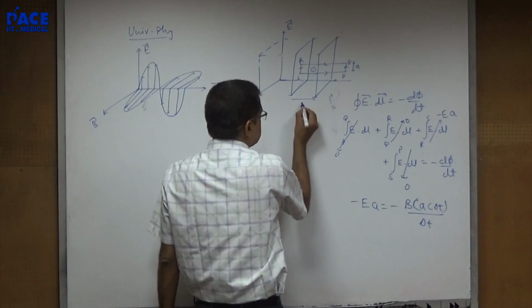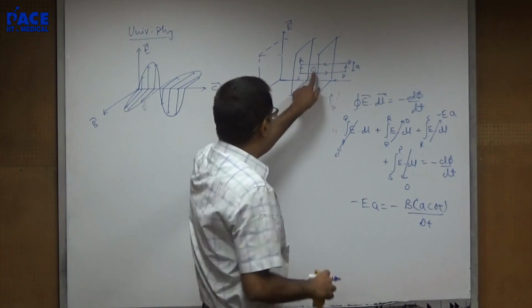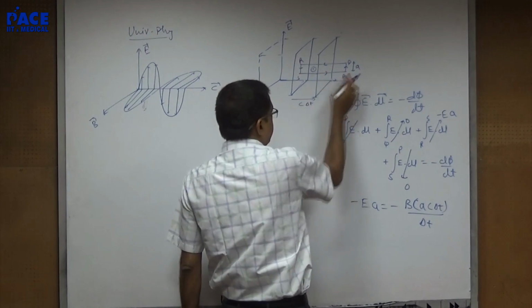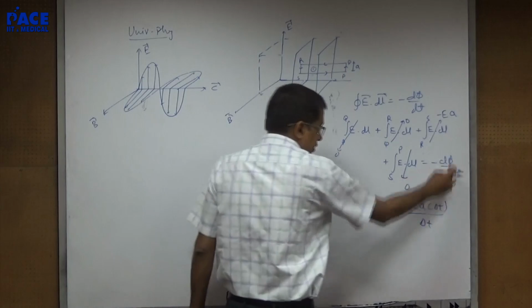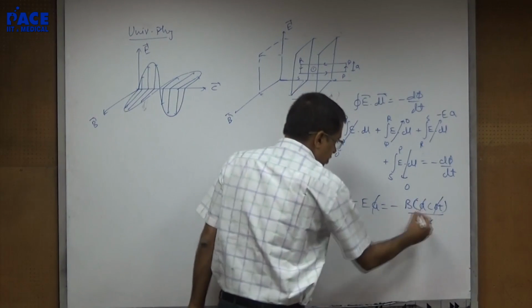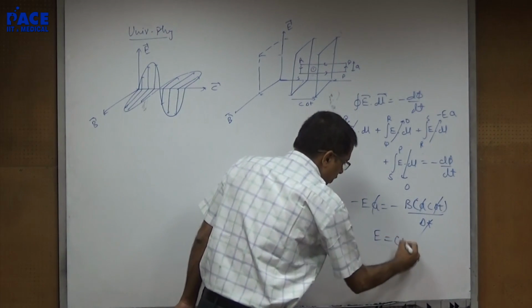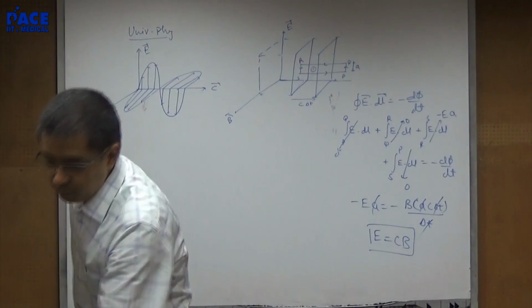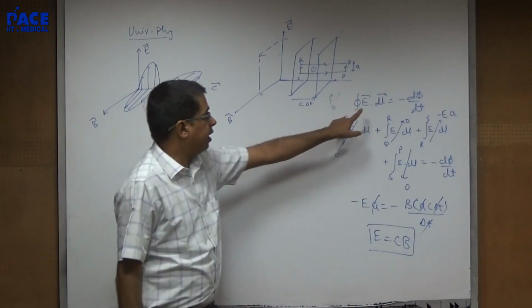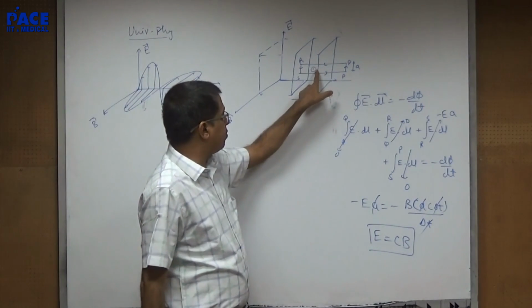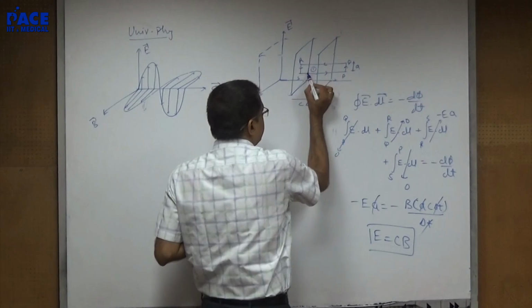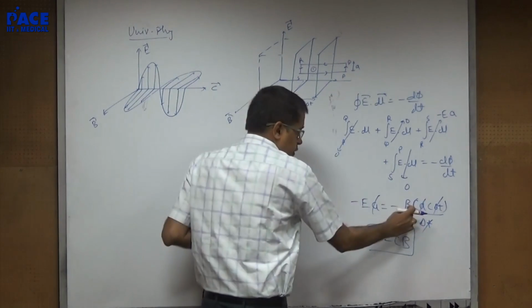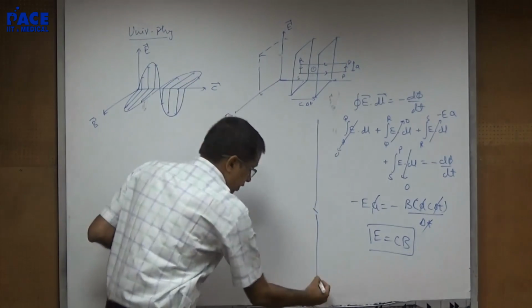A into this distance is C delta T, into this particular area. Area is A into C delta T, that into B, that is d phi by dt. Cancel this out, you will get E equal to CB. This is the general equation of an electromagnetic wave. What did you apply? Integral E dot dl is minus d phi by dt. What is d phi? This area which it swept in time dt, that into magnetic field will be d phi by dt.